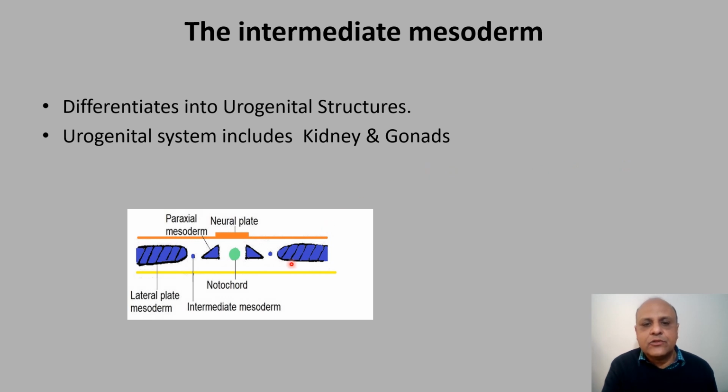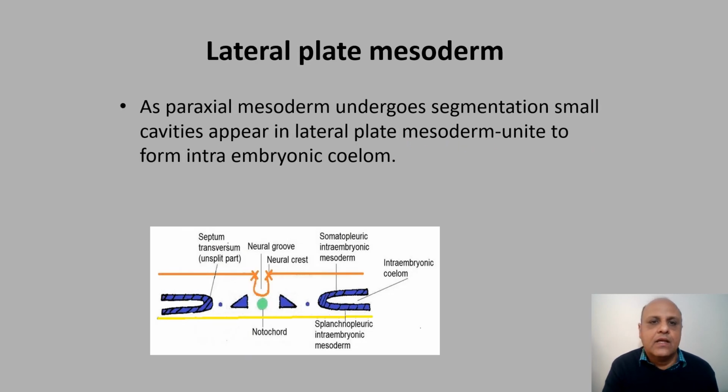The intermediate mesoderm, this one, forms urogenital structures, the kidneys and the gonads. Lateral plate mesoderm develops a cavity. So small cavities appear which unite to form a large cavity, and that is called intraembryonic coelom. With the appearance of intraembryonic coelom, this lateral plate mesoderm now gets divided into splanchnopleuric intraembryonic mesoderm towards the endoderm and somatopleuric intraembryonic mesoderm towards the ectoderm.